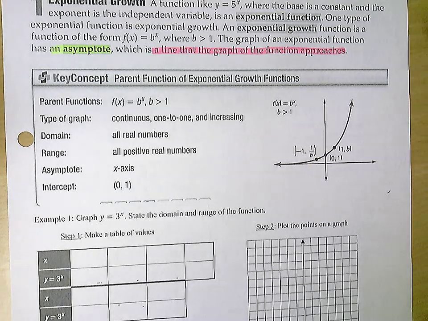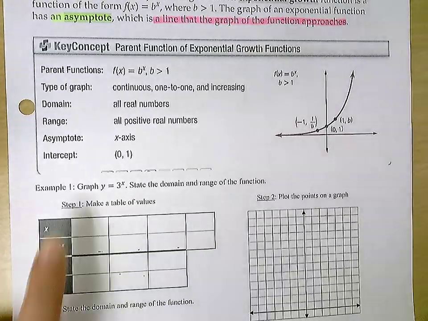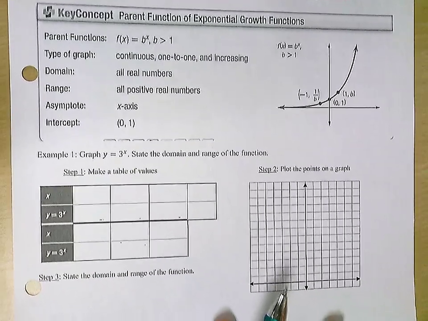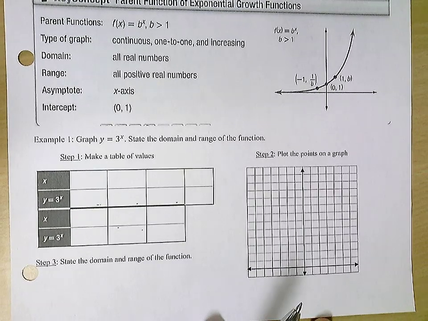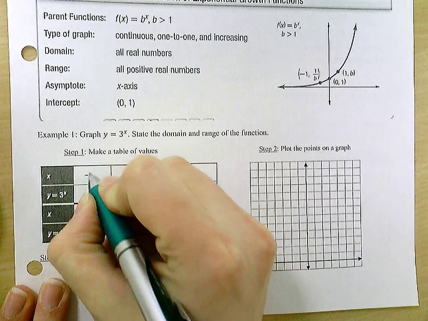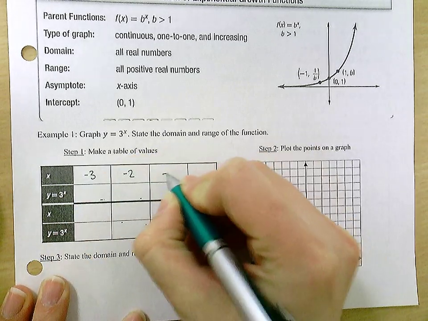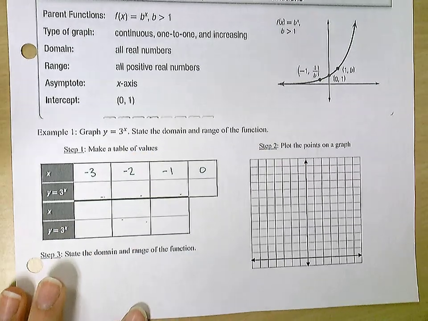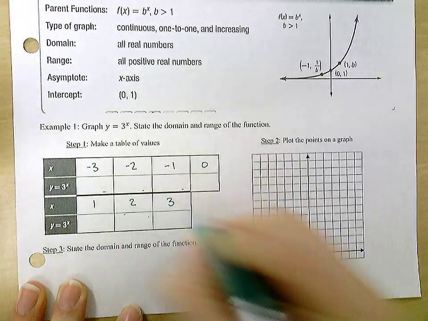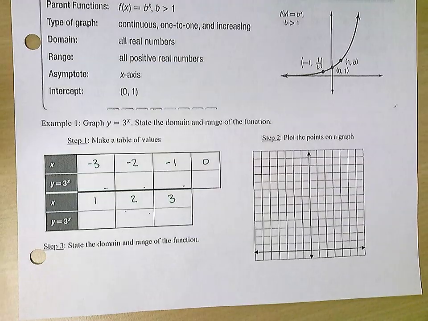So we're going to go through some examples of graphing these. Our first example is y equals 3 to the x power, and we want to state the domain and range of the function. Step 1, make a table of values. I want a couple negative and a couple positive, so I'm going to plug in -3, -2, -1, 0, and then 1, 2, and 3.